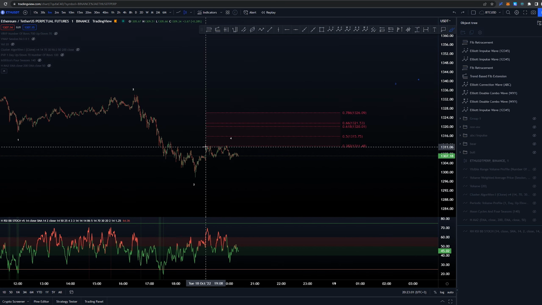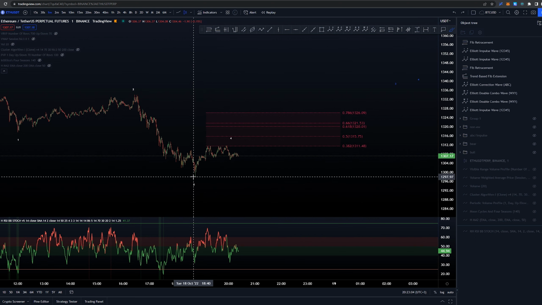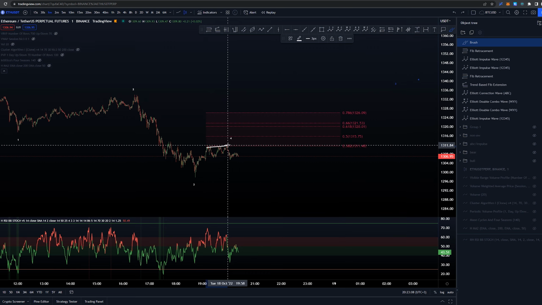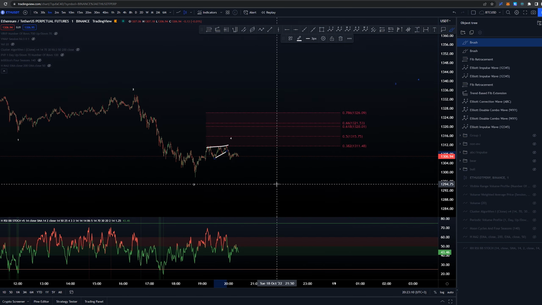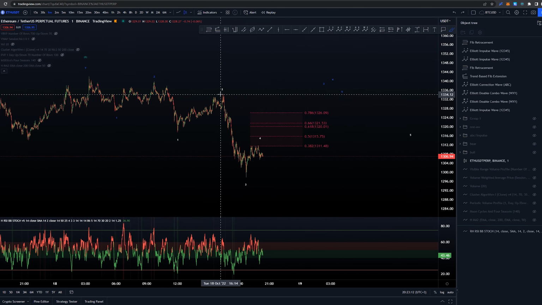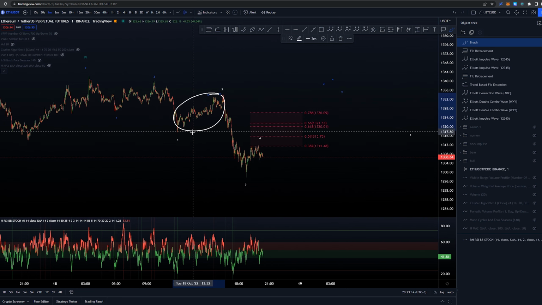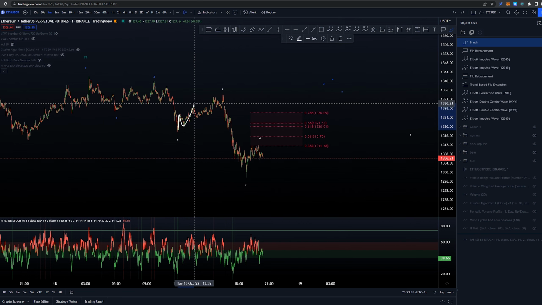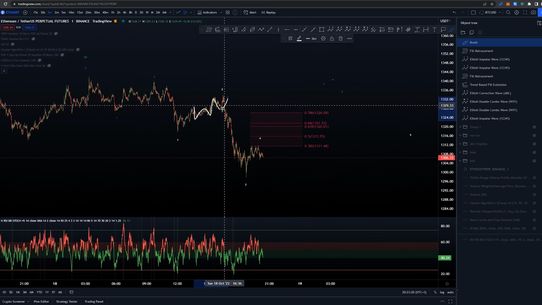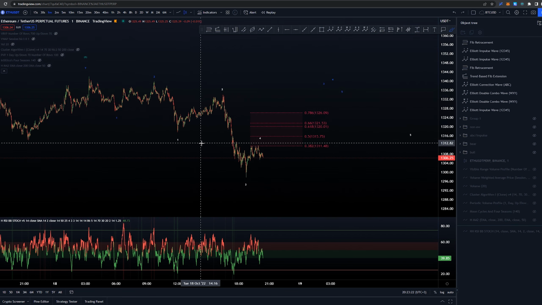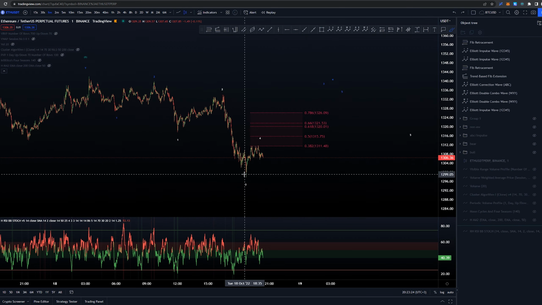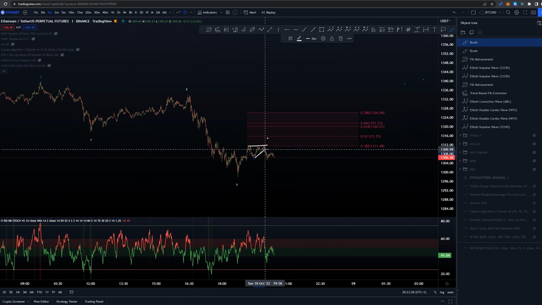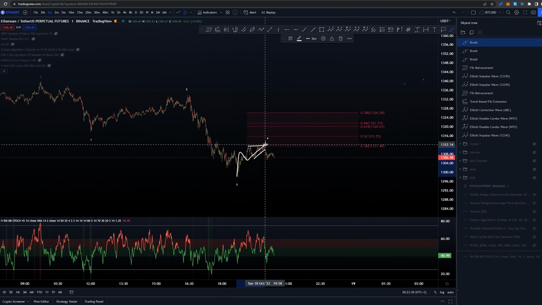unless we have created some kind of A, B, and then C with an ending diagonal here. That is of course possible. We did not get any expanding structures here or overlapping structures larger, so I do feel like this could be a, yeah, this is double zigzag here though, so we have a complex correction here already, so this could be actually a simple correction here and completed with this diagonal here as the C wave, A, B and C.